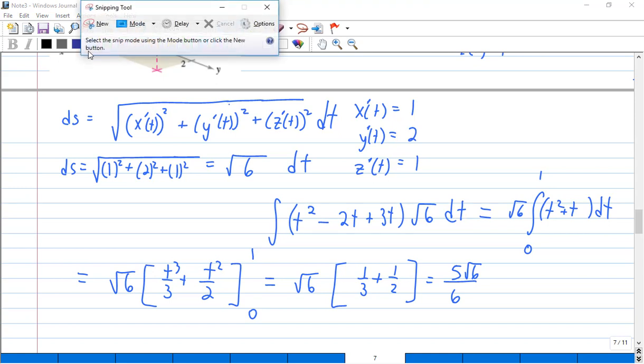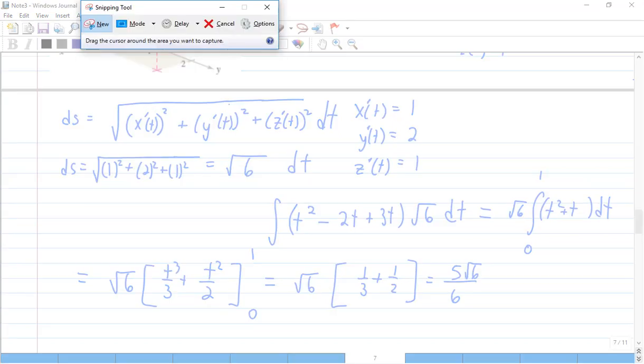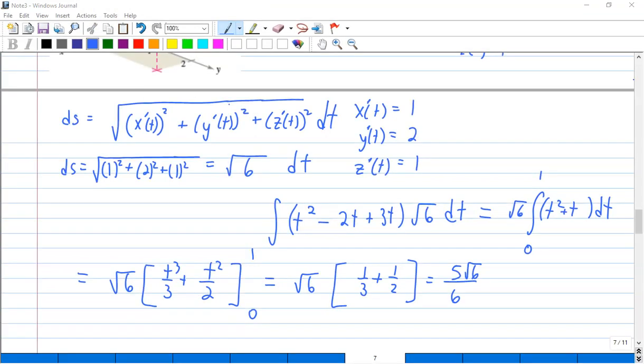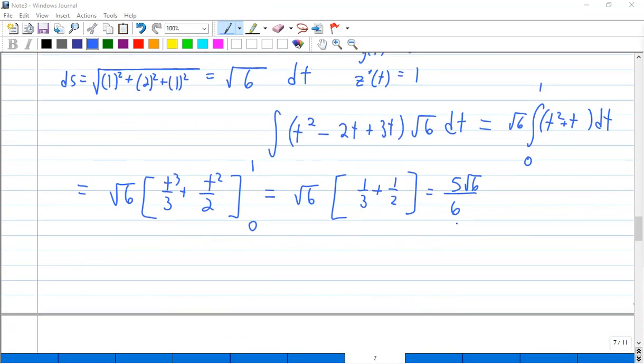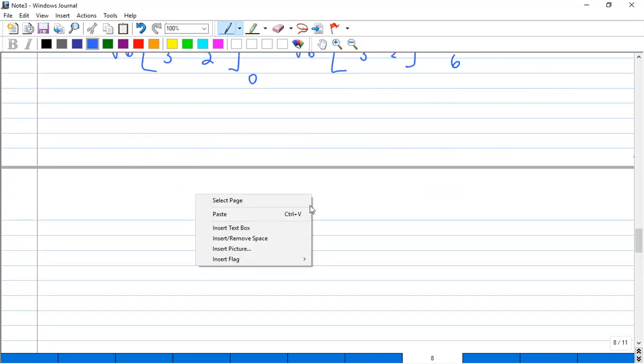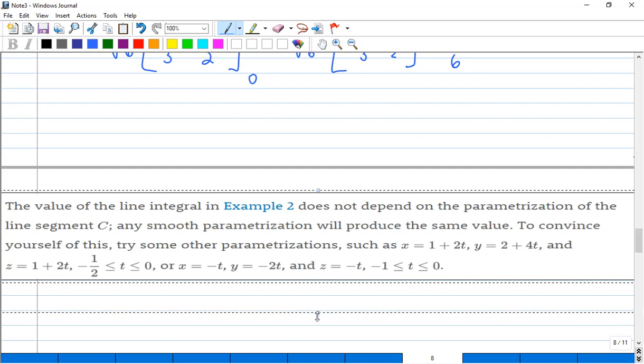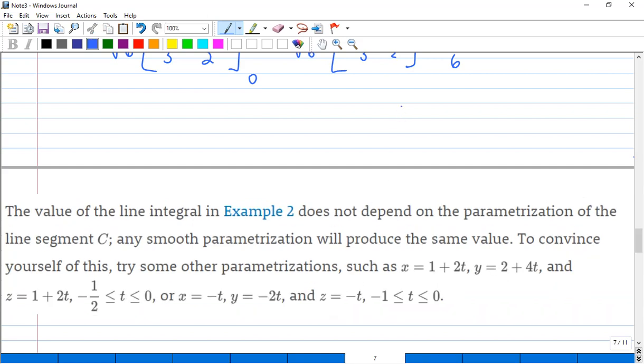All right. While it would make the integral harder, what I've told you twice here, I'm about to tell you again. It would make the integral harder here, but look what your book says here. The value of the line integral in example 2 does not depend on the parametrization of the line segment C. Any smooth parametrization will produce the same value, or same answer. To convince yourself of this, try some other parametrizations.